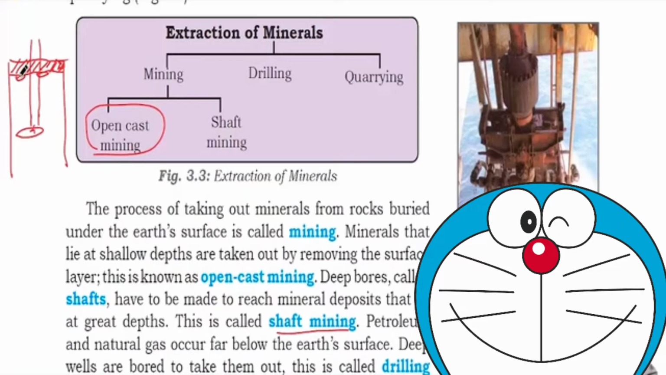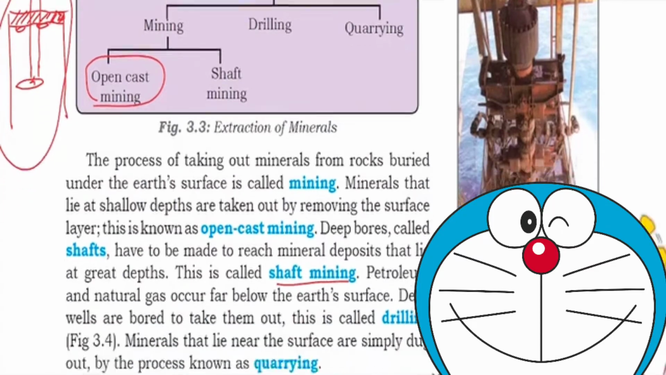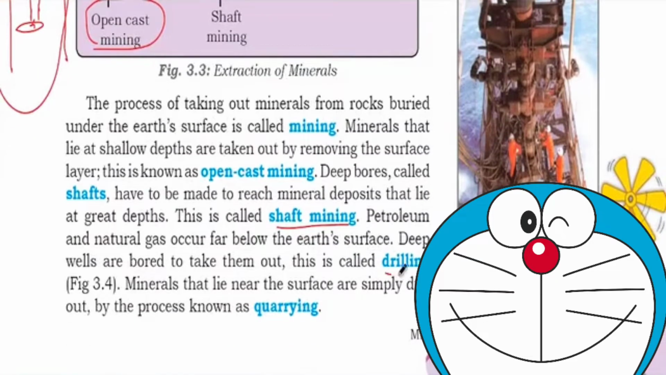That is, if it is closer, we remove the upper part and take it. But if it is deeper, then we need to go inside. So you will have some holes where the laborers go deep inside, take the mineral and come back. There are a lot of problems associated with this type of mining as well. And then you have drilling for petrol, natural gas and other things. You put in a borewell type of structure to extract. And then you have quarrying. It is simply a digging out process.